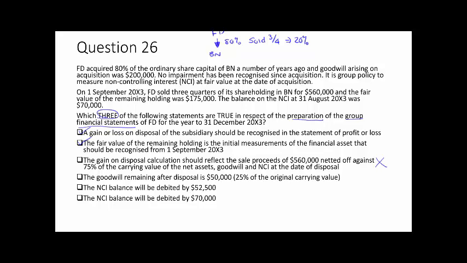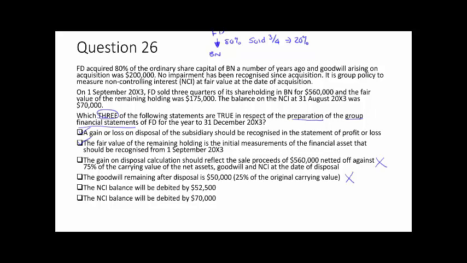The fourth option is that there is some goodwill remaining after the disposal, but part of the equity accounting method is that we don't recognise any goodwill. So again, once we're accounting for the investment as an associate, we would need to remove any traces of goodwill from the consolidated SFP.